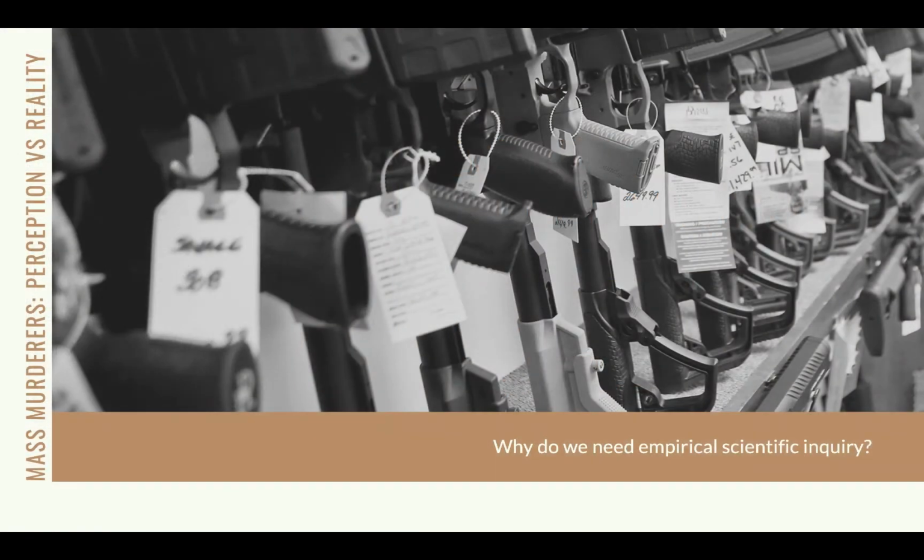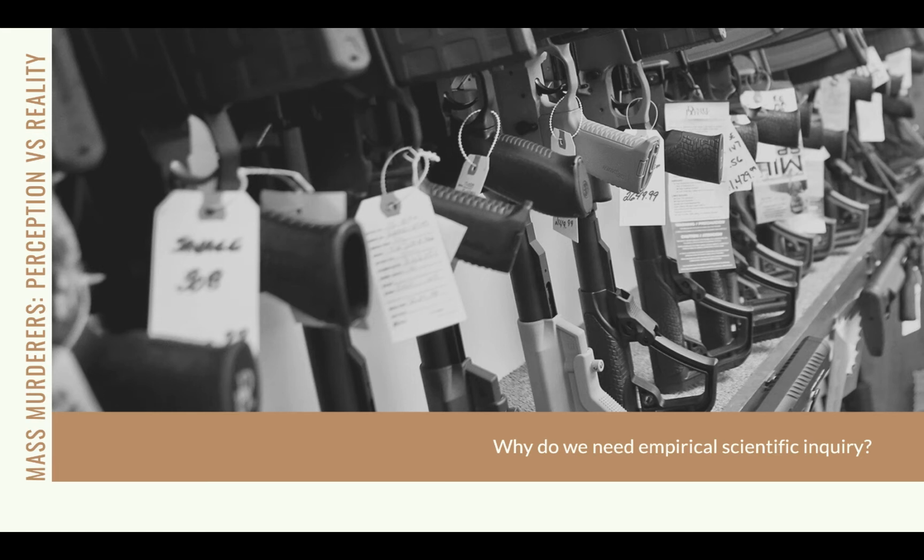So why do we need empirical social scientific inquiry? Well, it's because there's a difference between the perception of what's going on and reality. If we ask somebody, what does a mass murderer look like? Well, a mass murderer is a terrorist. Well, what does a terrorist look like? And we conjure up 9/11 imagery about what a terrorist or a mass murderer looks like. But if we look at the data, FBI data suggests that our common imagery of what a terrorist or a mass murderer looks like is incorrect.